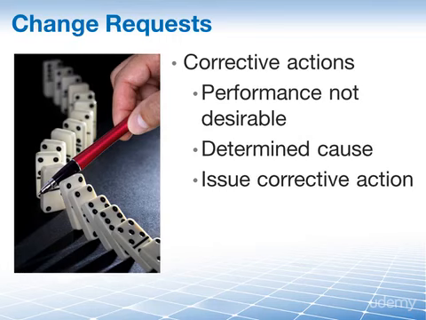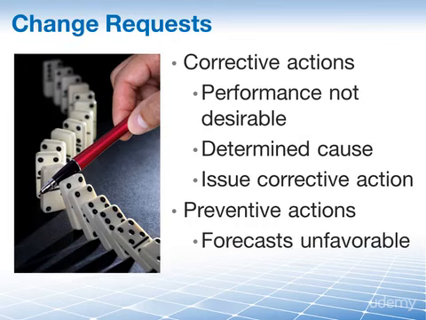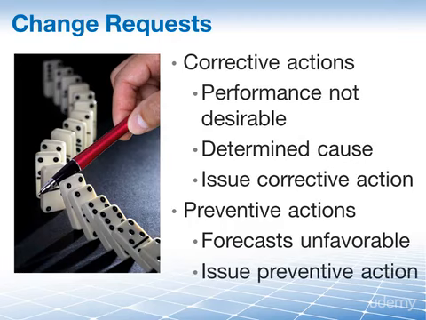The second type of change requests are preventive actions. This comes into play when the result of our forecasts are unfavorable. Let's say we predicted that we will be 15% over budget and we don't have that kind of money. So we now issue a preventive action to avoid that this situation is going to become reality. So you see how we use corrective action and preventive action at this point.